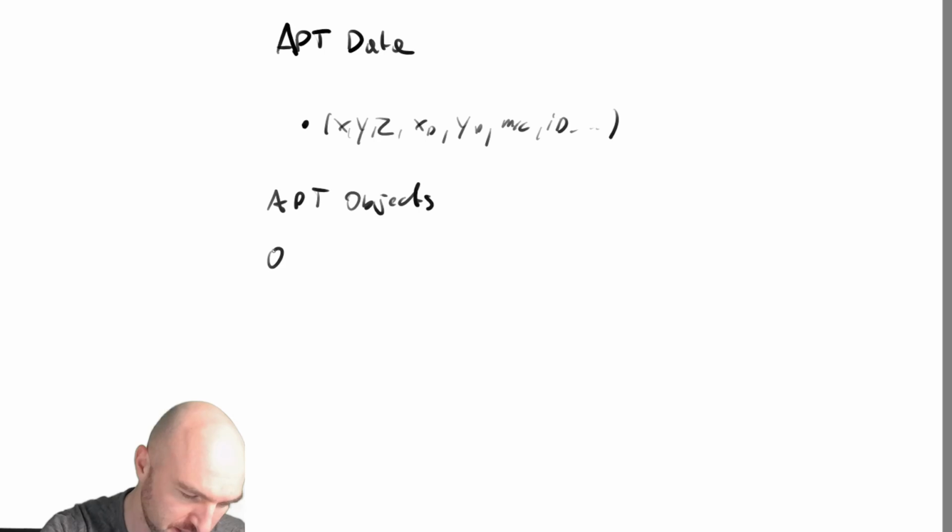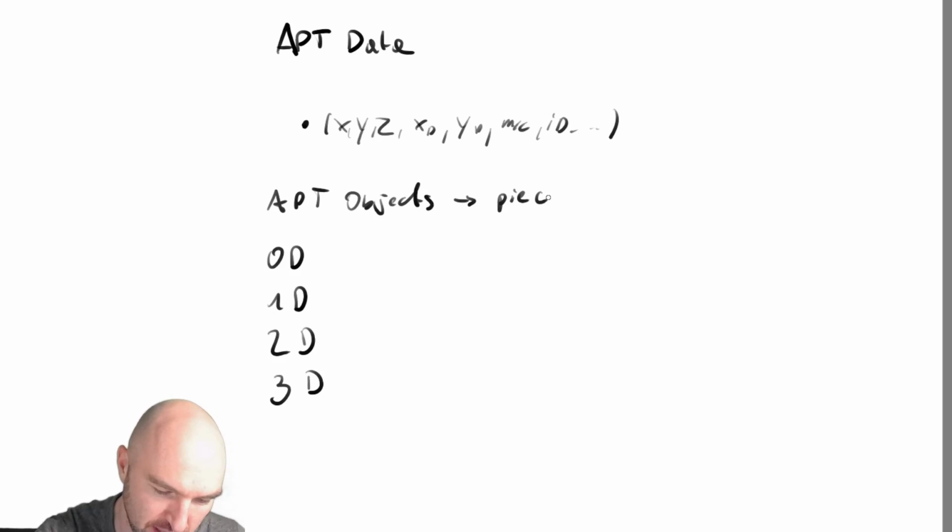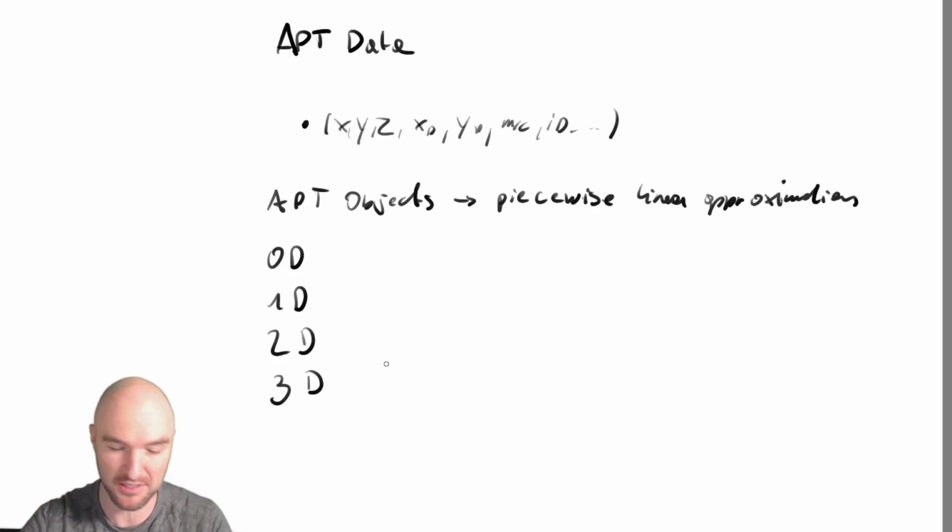Our objects can be 0D, 1D, 2D, and 3D. And these objects are usually piecewise linear approximations of the real object. You've probably come across one of them already, an isosurface. That's, for example, a 2D object. It's a 2D manifold in 3D, so all of our objects are actually in 3D space.